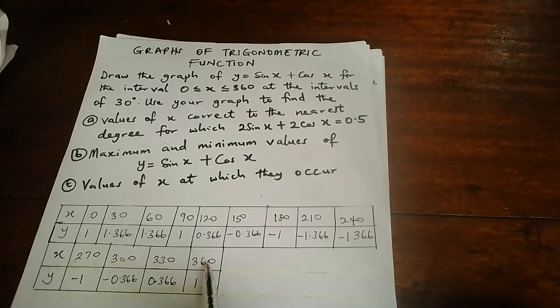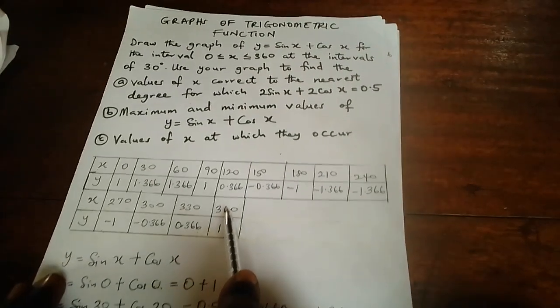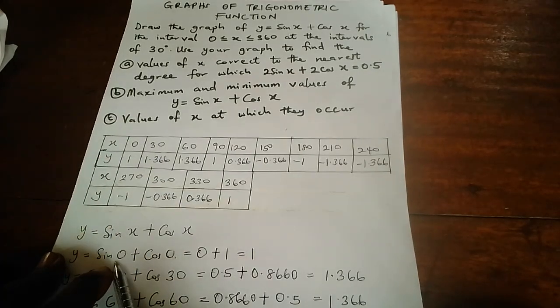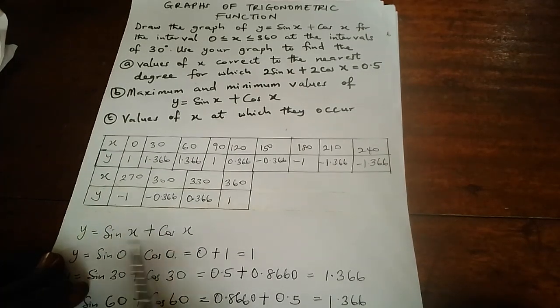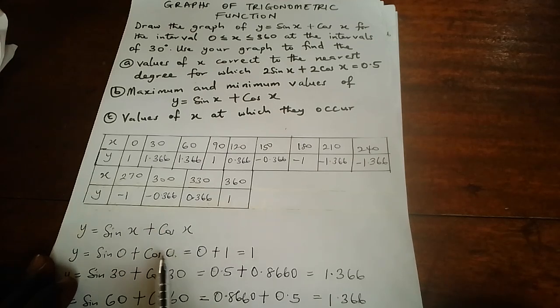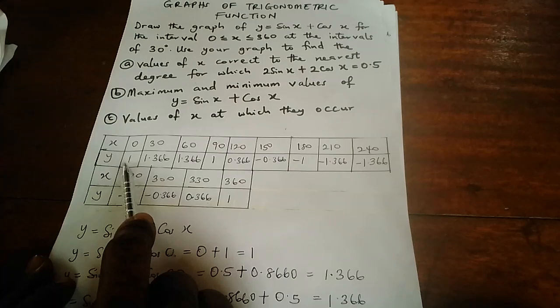Then we'll be looking for the corresponding value for y. The equation we are given is y equals sine x plus cos x. So when x is equal to 0, what will be the value for y? In place of x, you substitute 0. That is sine 0 plus cos 0. Sine 0 will give you 0, plus cos 0 will give you 1. 0 plus 1 will give you 1.